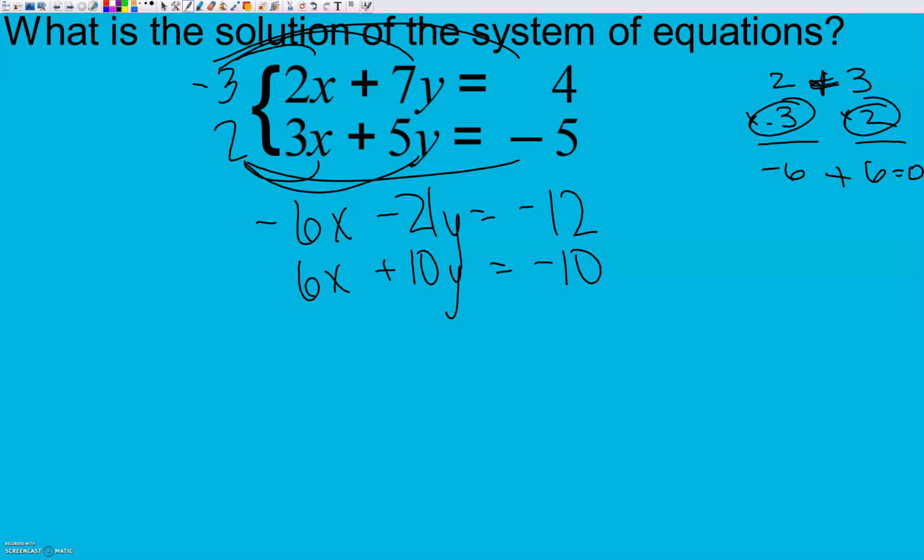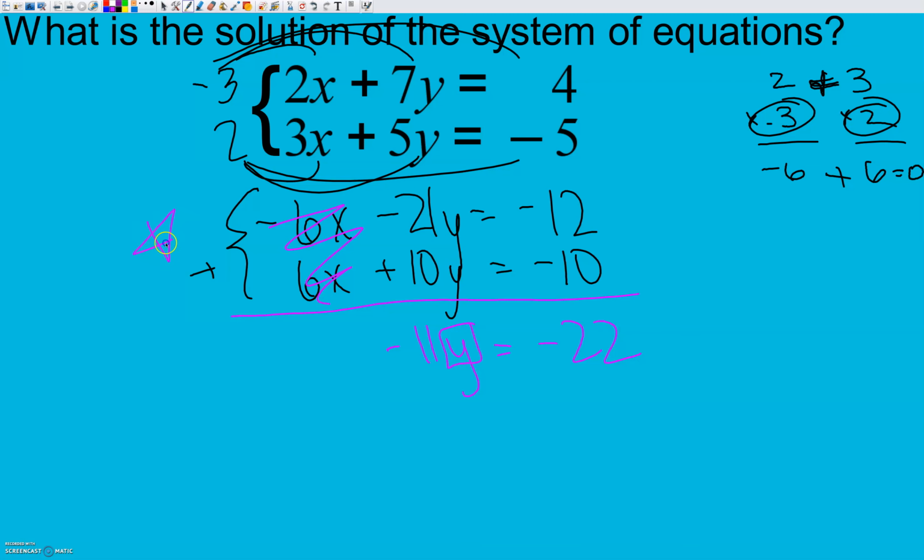Do a real quick check here. Did we change every term? 2 became 6, 7 became 21, 4 became 12, 3 became 6, 5 became 10, negative 5 became negative 10. Perfect. Everything's changed here. Now, I have something that I can eliminate. So I can go ahead and add them up right away. Negative 6x plus 6x gives me 0. I get negative 11y equals negative 22.